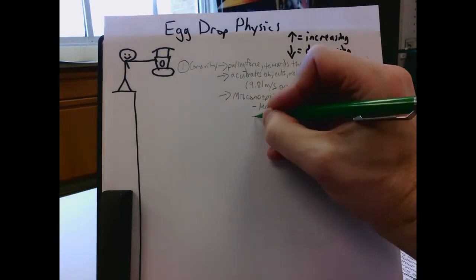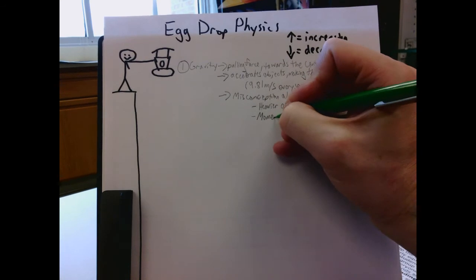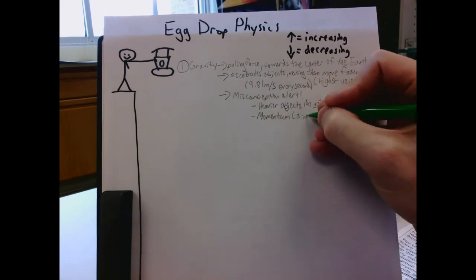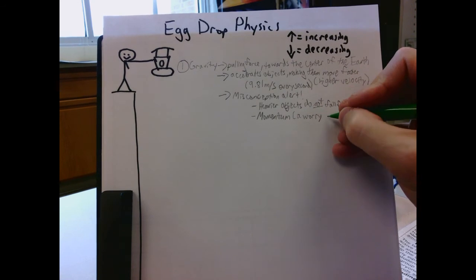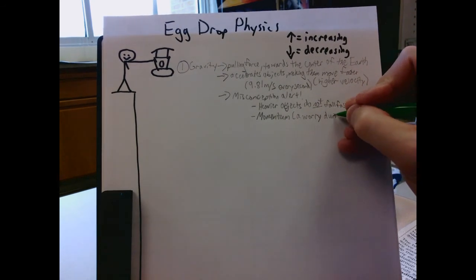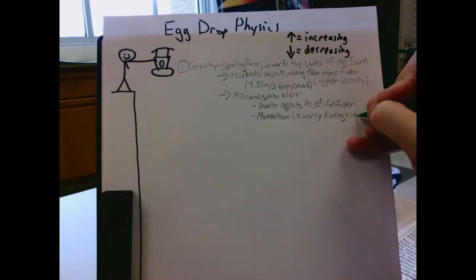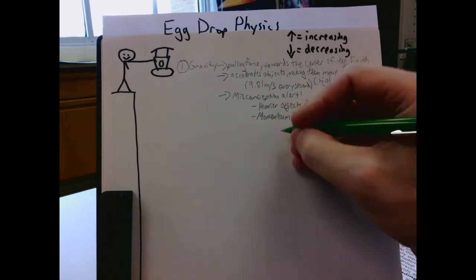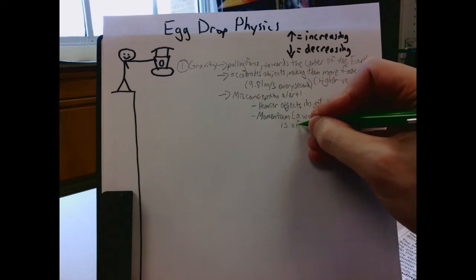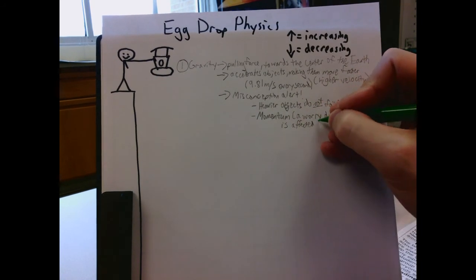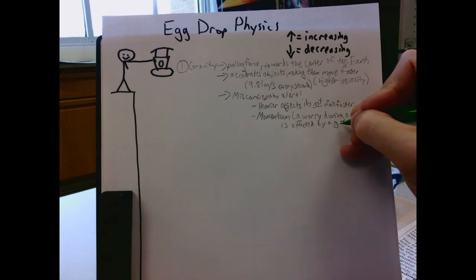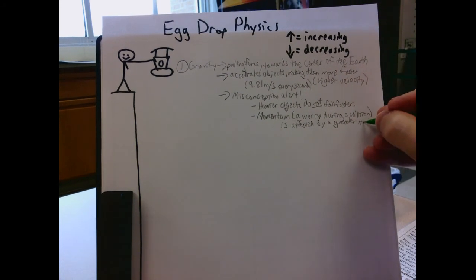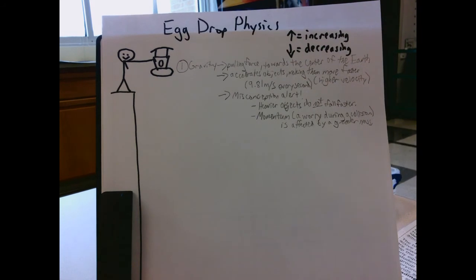Now, this does relate to momentum, which we'll talk about in a little bit. Momentum is a worry during a collision. But during the actual falling of these objects, momentum is not going to be a problem. And momentum is affected by a greater mass. So we're not saying that mass doesn't matter here, but we want you to understand under which context mass matters.